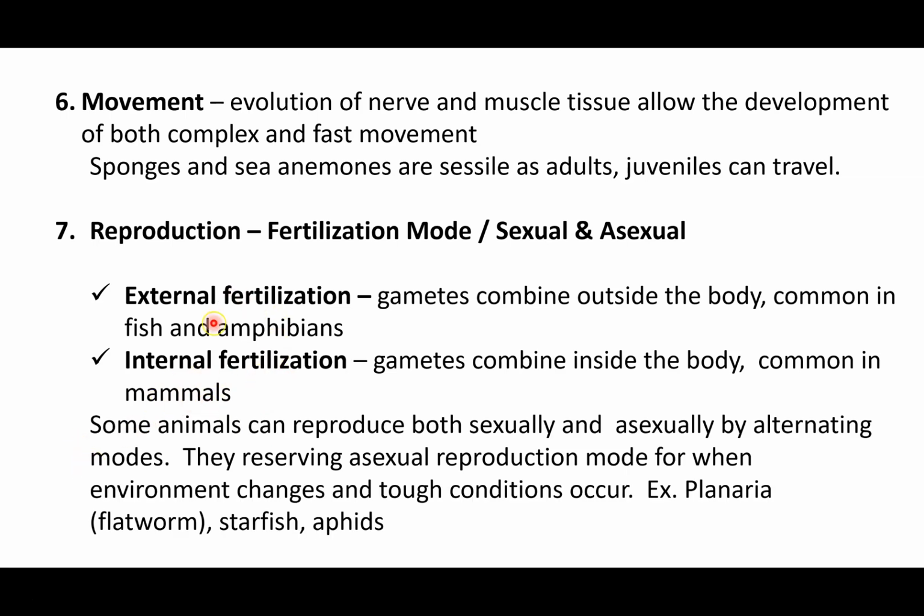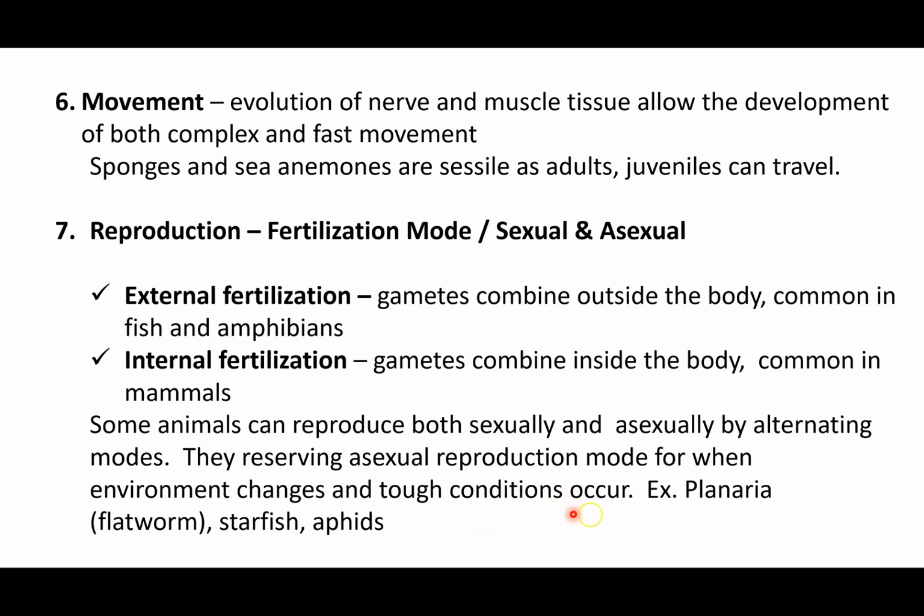Although I mentioned early on that most animals reproduce sexually by the formation of gametes, some animals can reproduce both sexually and asexually by alternating modes. And they reserve sexual reproduction for when the environment changes and tough conditions occur. When conditions are not suitable for growth and development, and become difficult to live in, they choose to reproduce sexually, because sexual reproduction allows for diversity and the recombination of DNA to form new possible phenotypes, new expressions of organisms that are going to be better suited for the new changes in the environment. So that's sexual reproduction. Asexual reproduction would be when the environment remains steady or constant.